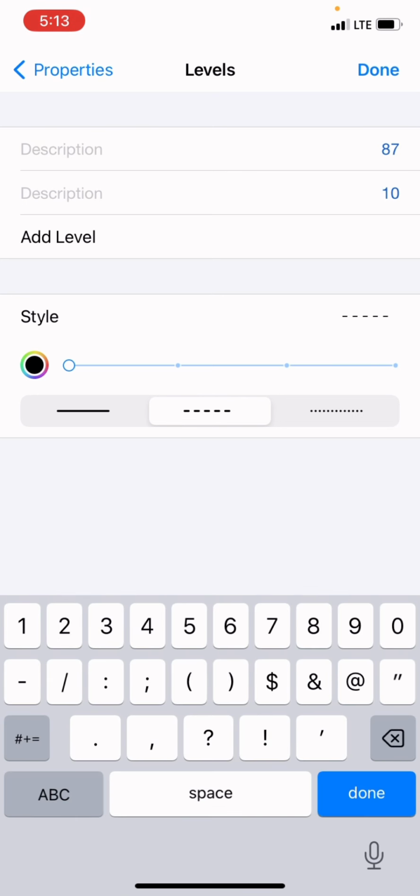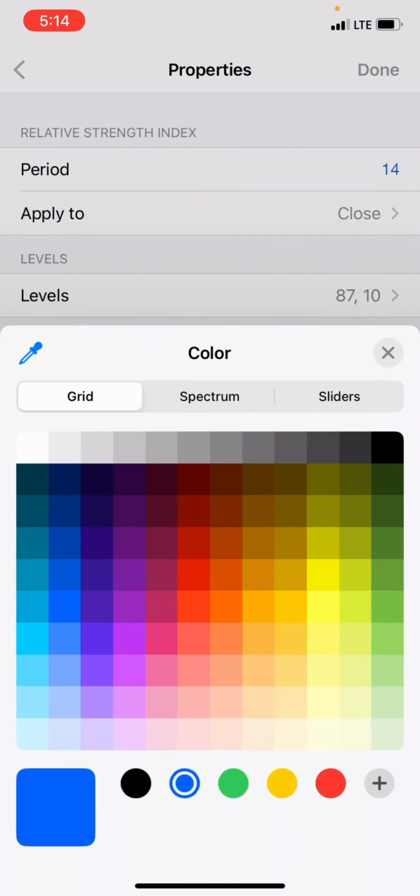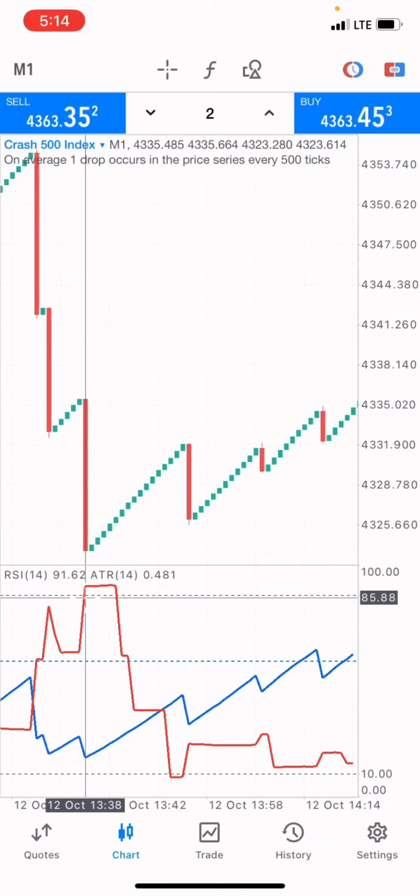Then the style right here, I choose the black color, while the pixel I use the first one, which is 1 pixel with the middle line. Then I click on done. After that, then you apply to close and all time frames as well. And also the style, the color, you can choose any color of your choice, but I use blue, just as you can see right there. Then the pixel, I use the second one, 2 pixel. Then I click on done.